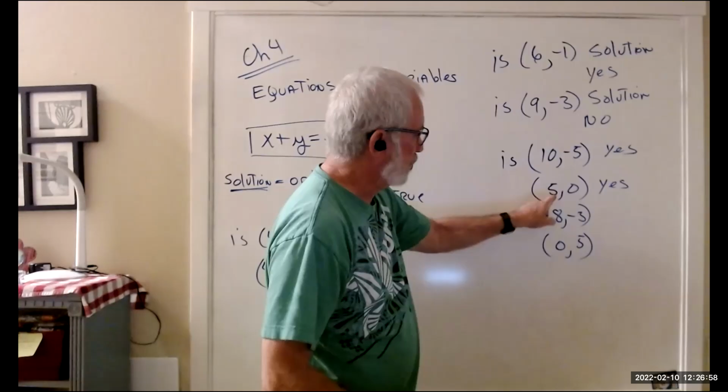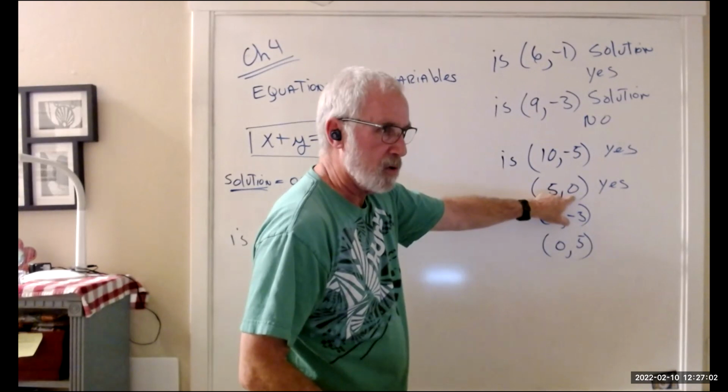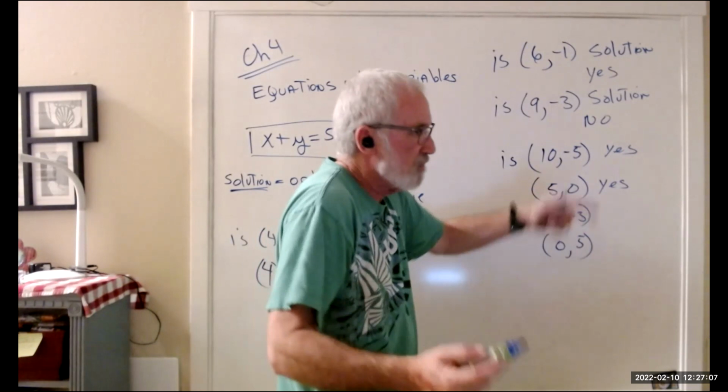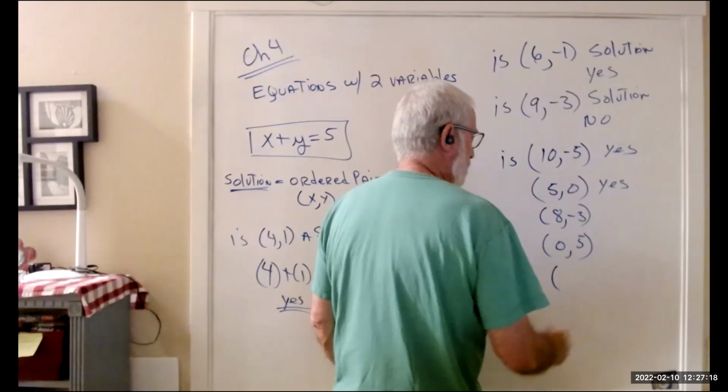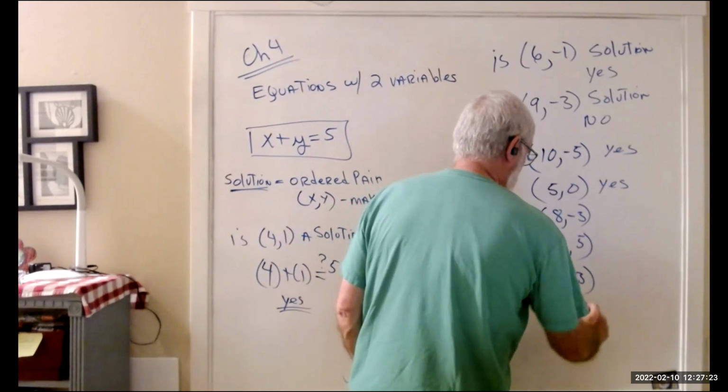But see, this one, 5, 0, the x was 5, the y was 0. But in 0, 5, x was 0 and the y was 5. Okay, but it still worked out. Okay, anybody else? No? 2, 3, or 3, 2? That'll work. Okay, there's a bunch more.